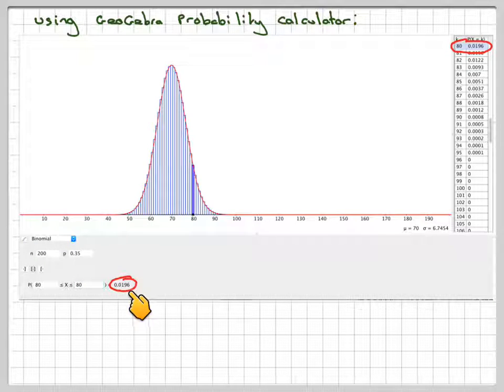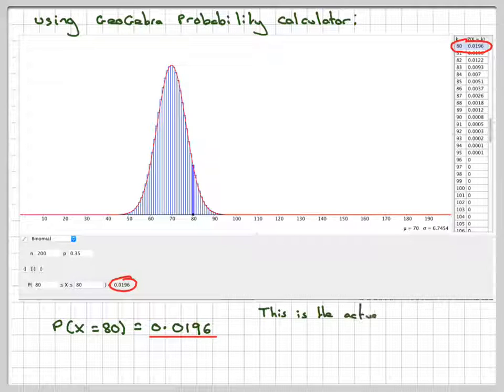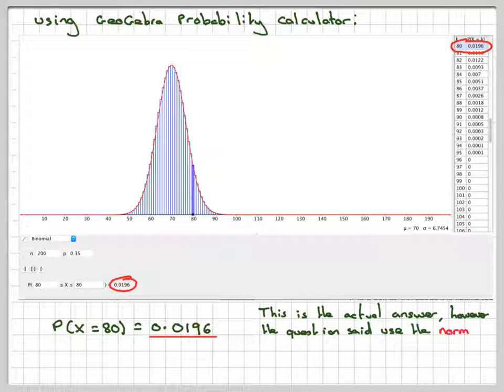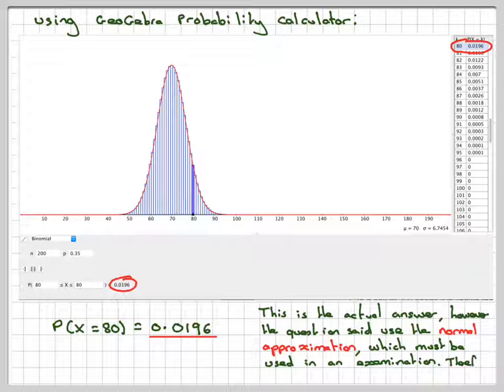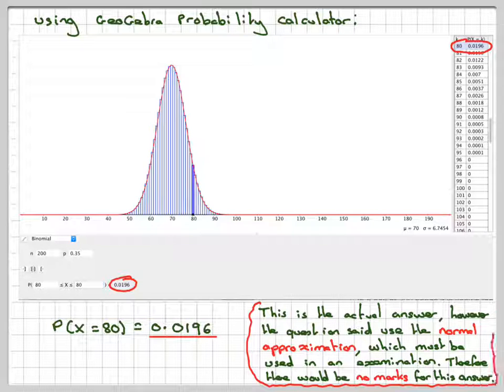These are the values that we get. You have to put n is 200, p is 0.35, and you get the actual answer to be 0.0196. We got 0.0199, so it's a fairly good approximation. This is the actual answer. However, this is very important. The question said use the normal approximation, which must be used in an examination. Therefore, if you write this down as the answer, you're going to get no marks.